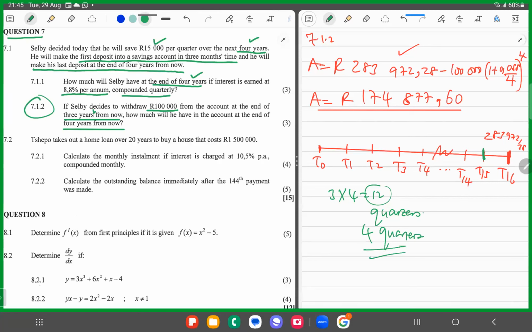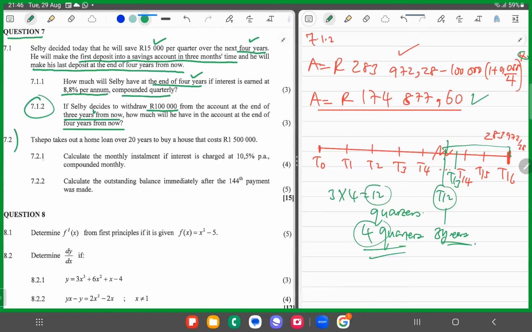Right. So if you're left with a total of 4 quarters, in other words, you'll be at T12. So now this is T13, and then this is T12. And at T12, it's going to be 3 years. And then you're going to be left with a total of what? A total of 4 quarters. Right. So you're going to have that. Just try to think of this.